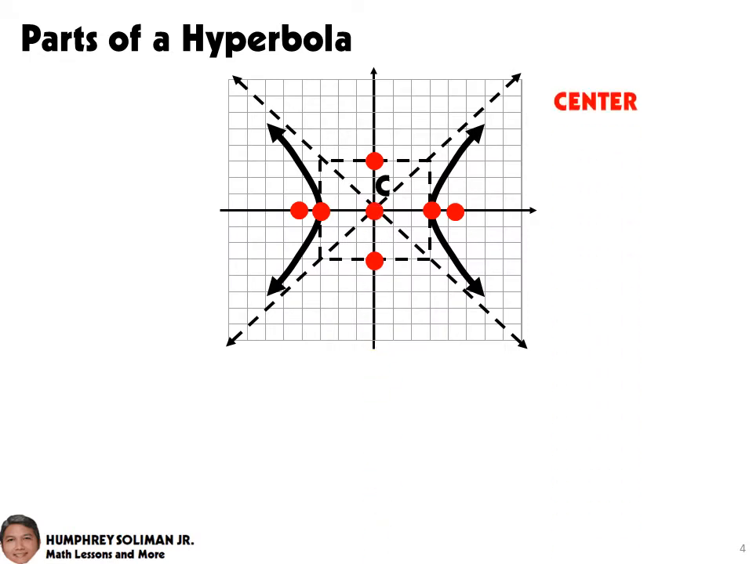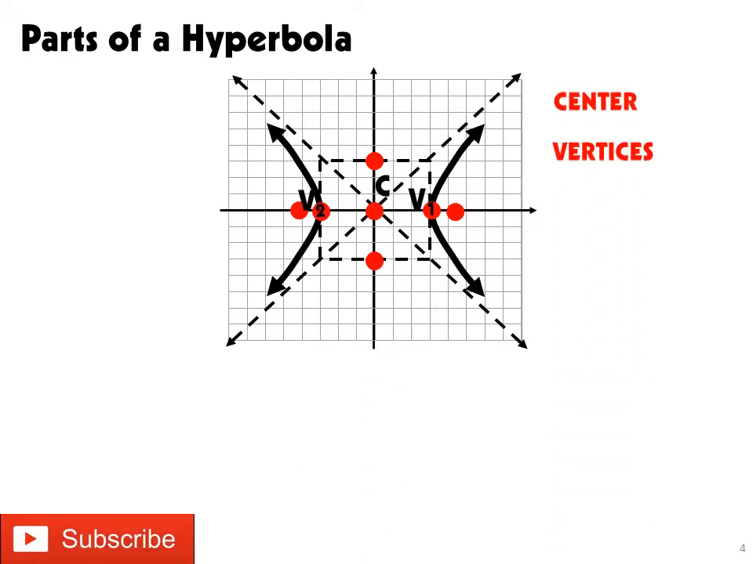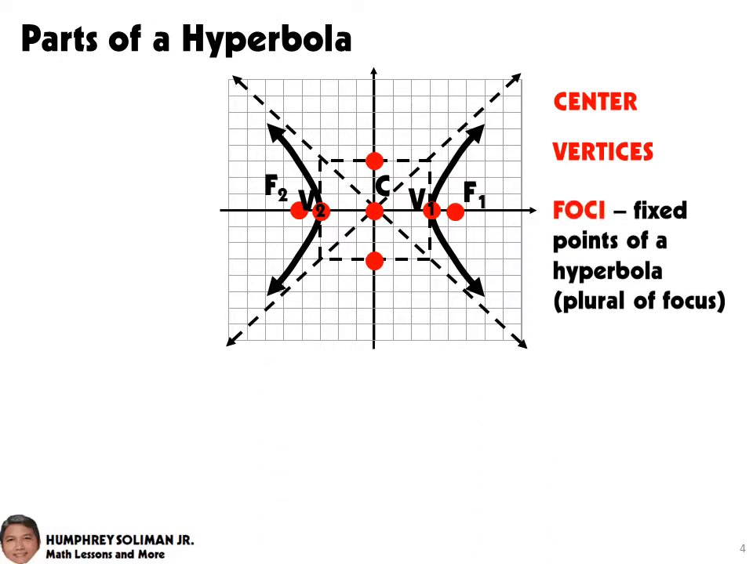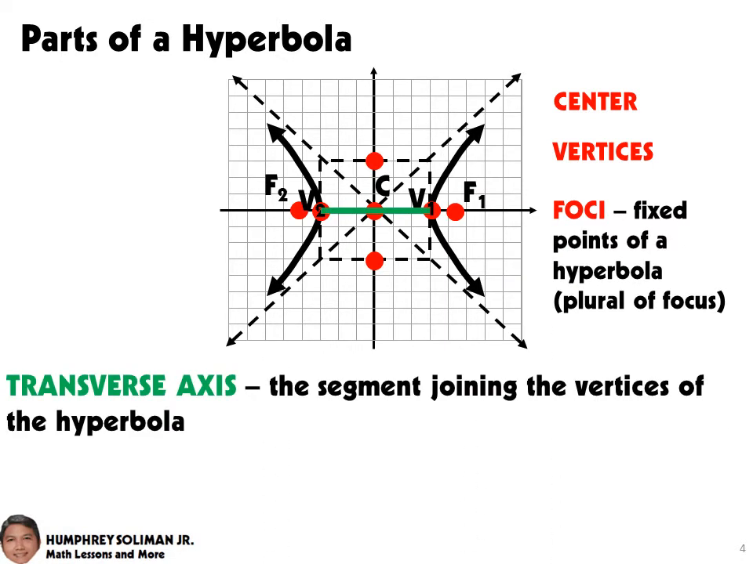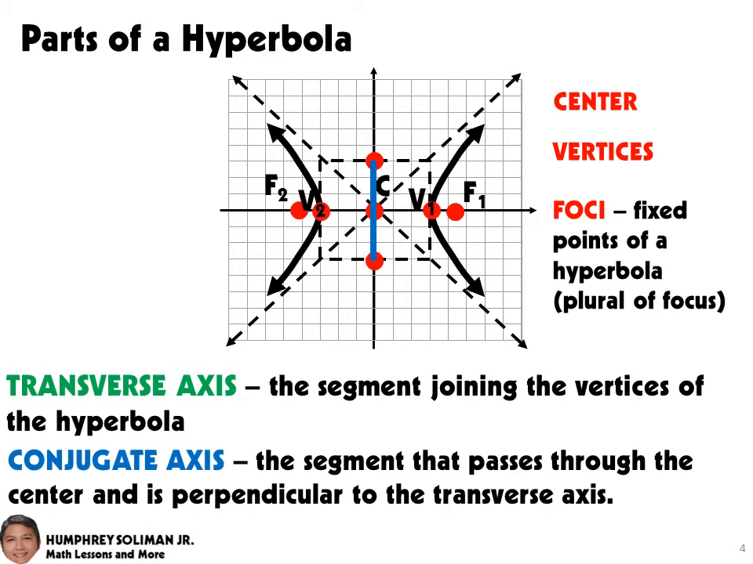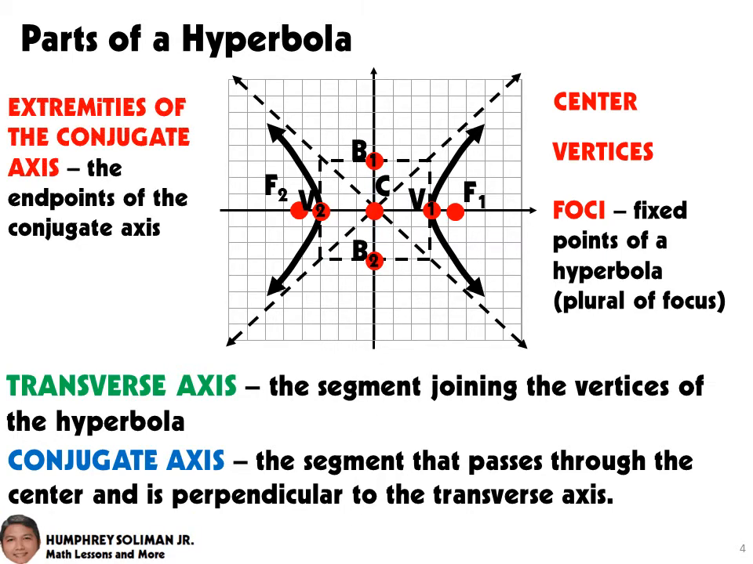Let's discuss first some important parts of the hyperbola. The center of the hyperbola, the vertices, and the foci. And then, we have the transverse axis, which is the segment joining the vertices of the hyperbola. This corresponds to the major axis of the ellipse. Also, we have the conjugate axis, which is the segment that passes through the center, and is perpendicular to the transverse axis. This corresponds to the minor axis of the ellipse. And we still have the extremities of the conjugate axis as its endpoints.